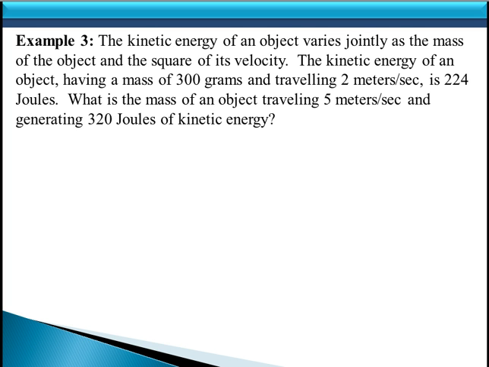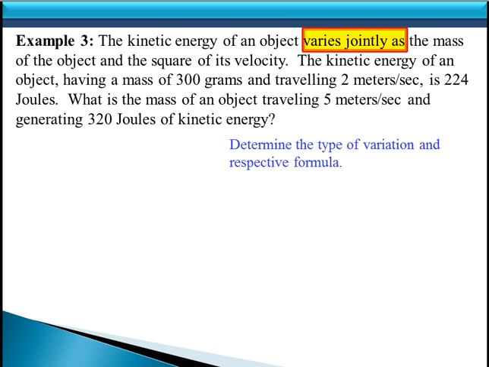Wow, that's quite a mouthful. Lots of words there, but it's okay. We're just going to follow the steps and hopefully we can figure this out. So remember, the first step is to determine the type of variation. So look for that common phrase. You're actually looking for the word varies. And so if you look for the word varies, this says varies jointly as. So this is joint variation.